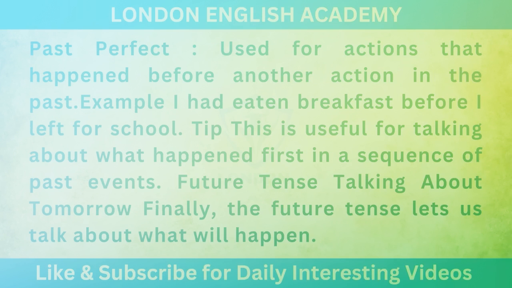Past perfect: used for actions that happened before another action in the past. Example: I had eaten breakfast before I left for school. Tip: This is useful for talking about what happened first in a sequence of past events.